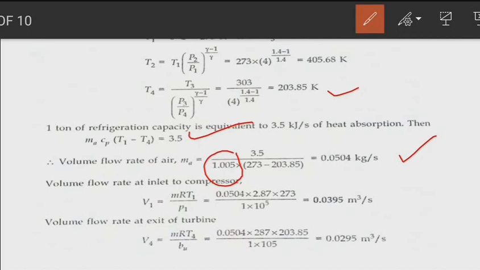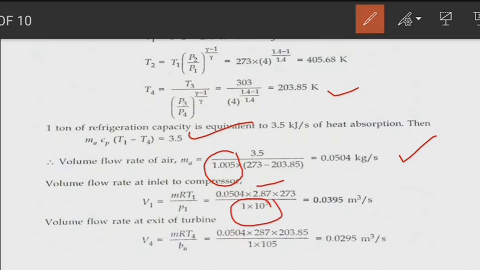സോ 2.87 ഇൻറ്റു 273, അതായത് ടെമ്പറേച്ചർ T1 273 ആണ്, ഡിവൈഡഡ് ബൈ ആ സമയത്തുള്ള പ്രഷർ 1 bar ആണ്. അതുകൊണ്ട് 1 into 10 raised to 5, നമ്മൾ എല്ലാം യൂണിറ്റിലേക്ക് മാറ്റണം. ബാറിലാണ് നമുക്ക് തന്നിരിക്കുന്നത്, 1 ബാറും 4 ബാറുമാണ്. ഓക്കെ, സോ P1 is equal to 1 into 10 raised to 5. So that's equal to 0.0395 meter cube per second.